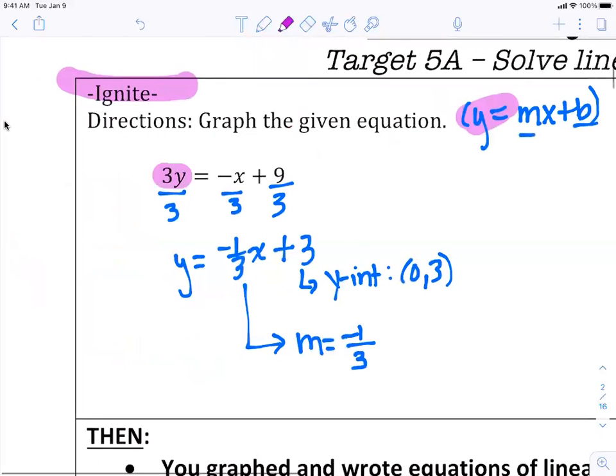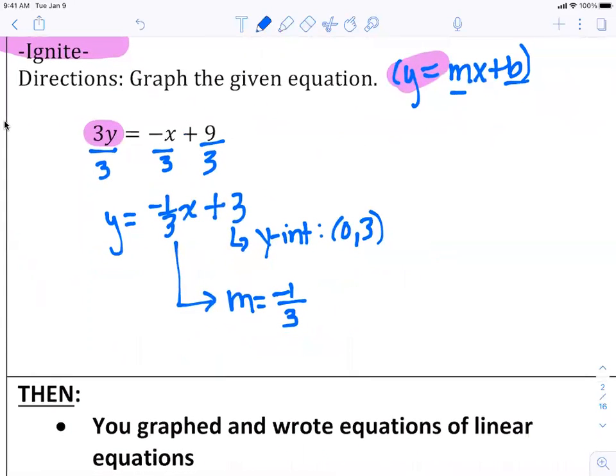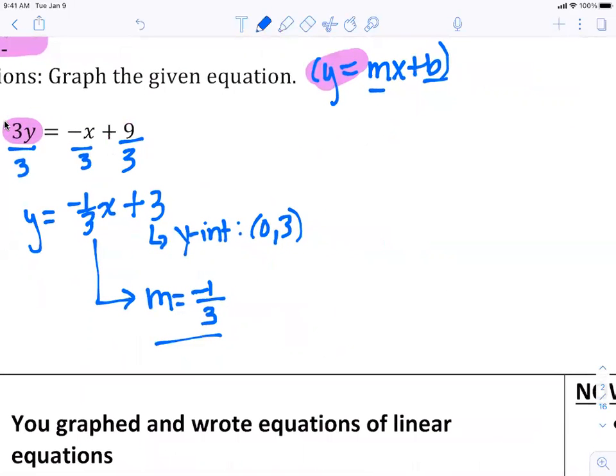So when you look at the problem that we have here, y is not alone to start. So in order to actually graph this, we have to get y by itself, divide everything by 3. And then the number in front of x, if I take -1 divided by 3, we get our slope, which is -1/3. And my y-intercept is going to end up being 3.